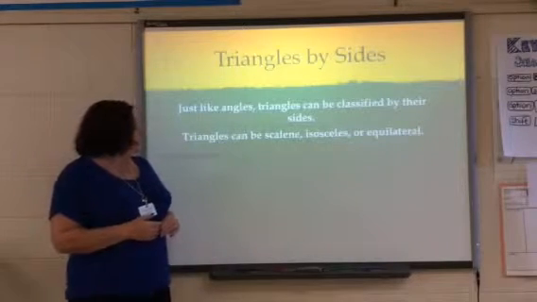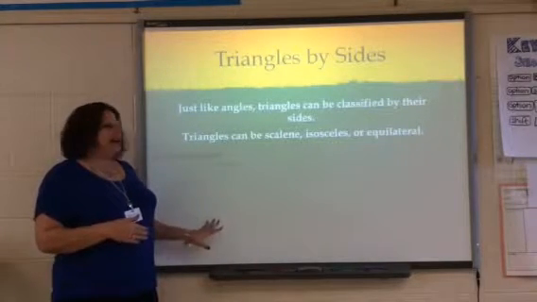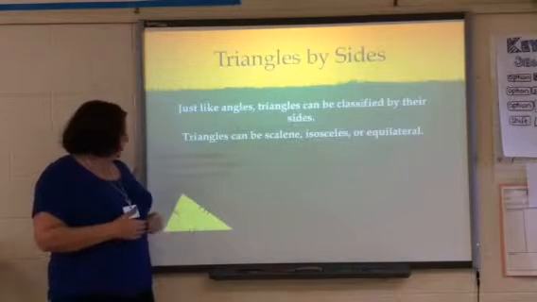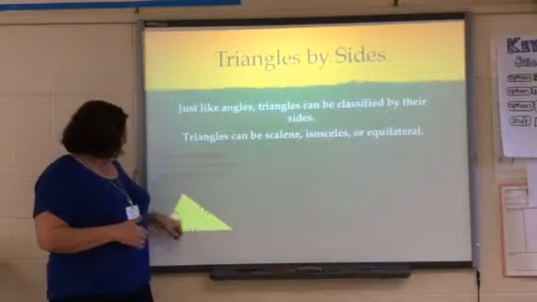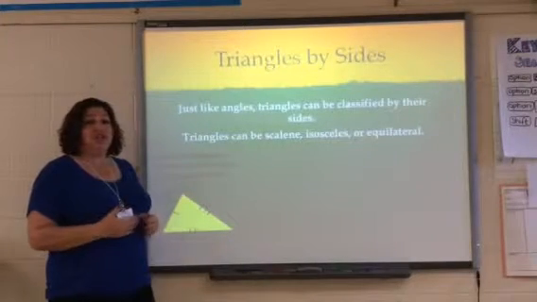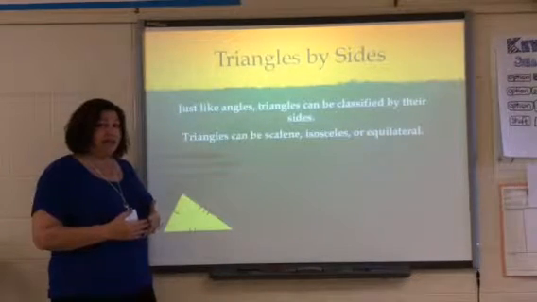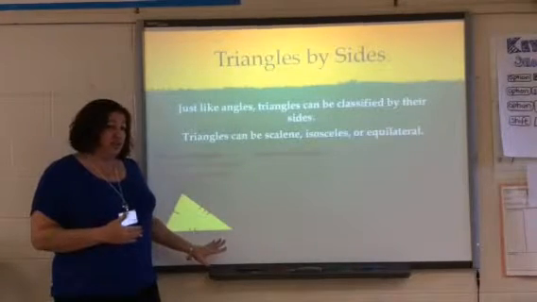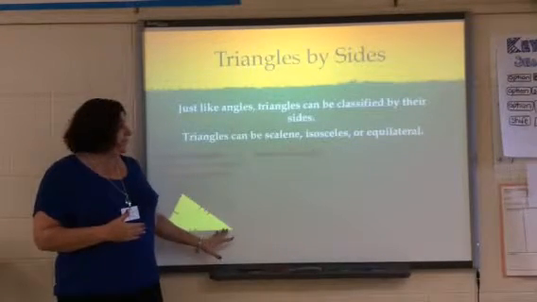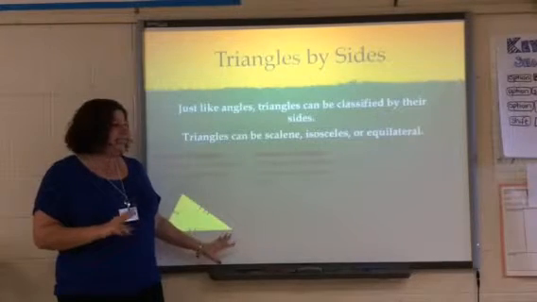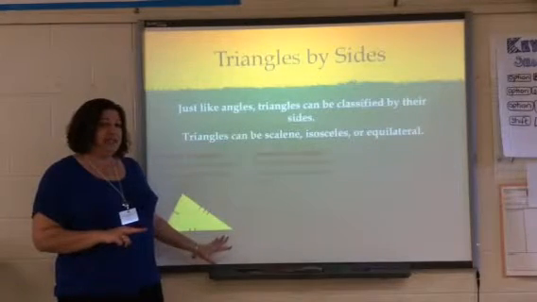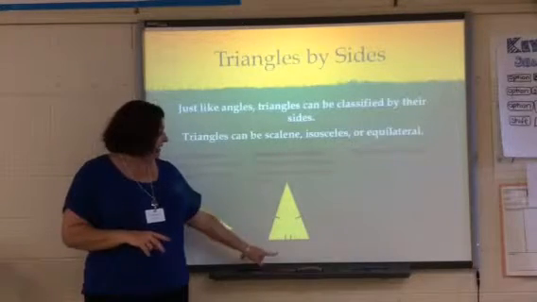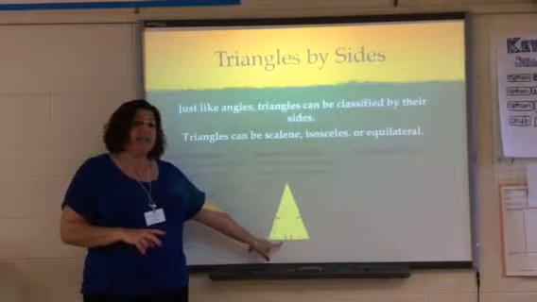So, if I have a scalene triangle, that means that my triangle contains no congruent sides, and it looks like this. I put these little marks here to show that no 2 of those sides have the same length. I can have an isosceles triangle, and that means that the triangle contains at least 2 congruent sides. So in this case, these 2 sides are congruent, but not equal to this.